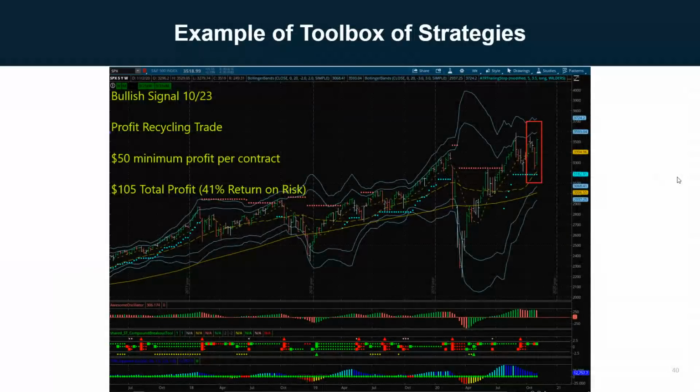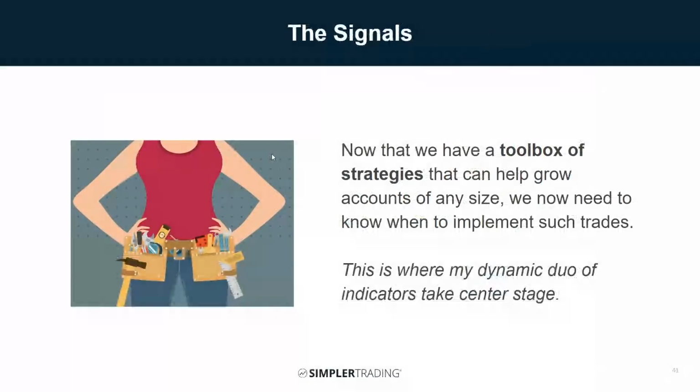So here's an example of this strategy. Once again, here's a bullish signal on the 23rd. I took a profit recycling trade. It ended up being a minimum $50 profit per contract, which was a $105 total dollar profit, a 41% return on that initial risk.